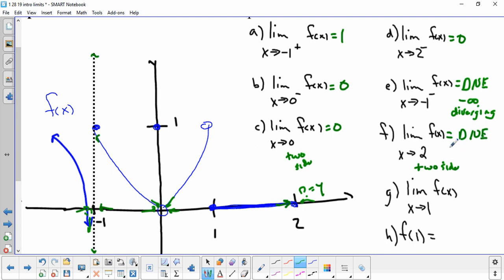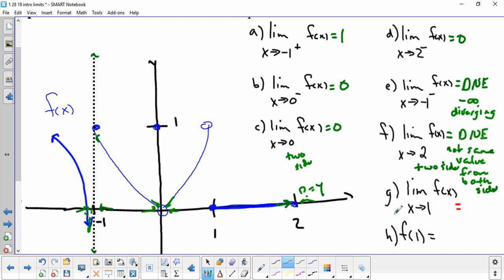Why? Because it does not approach the same value from both sides. Not the same value from both sides. Okay, both sides. And then finally, let's just switch colors because it's getting all over here.